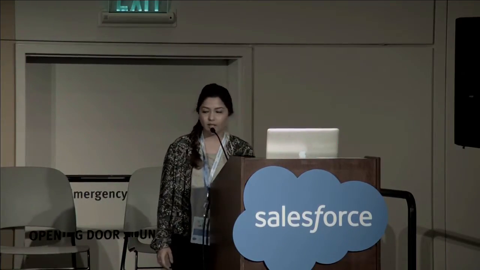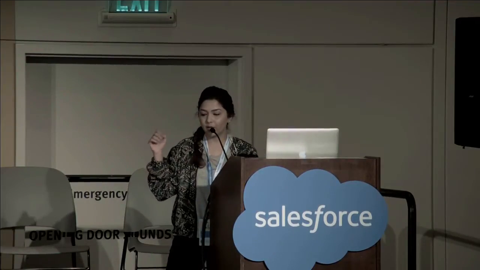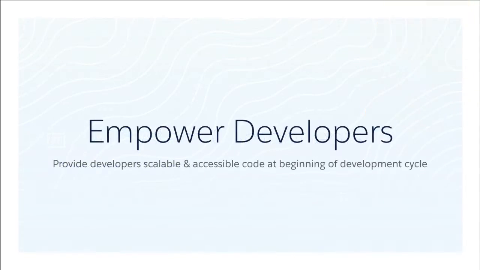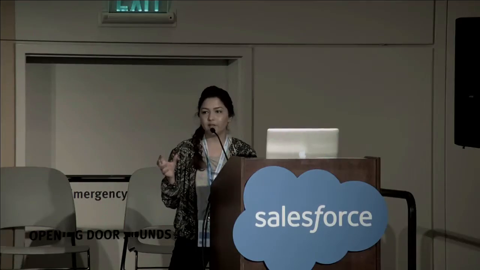And so now I'll get in a little bit more to our design system components, namely our CSS framework and our UI library. Our UI library was built to empower developers. We wanted to provide developers scalable and accessible code at the beginning of the development cycle, so they could focus on the harder work, which is plugging data together and making sure things are actually working, versus having to build out specific components.